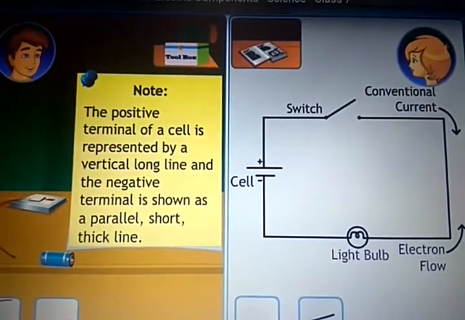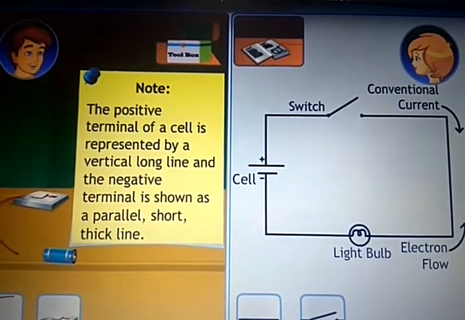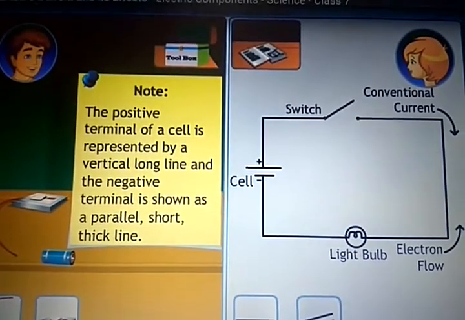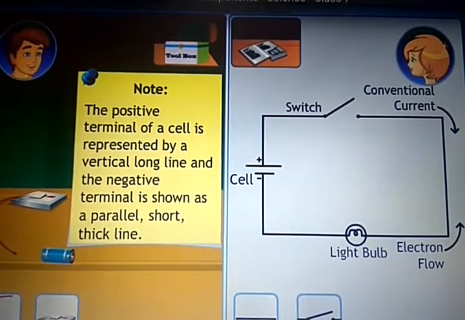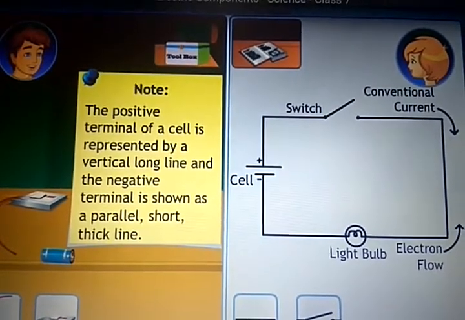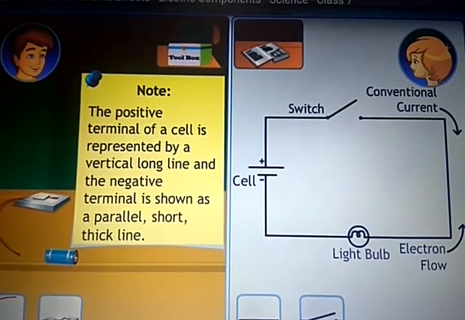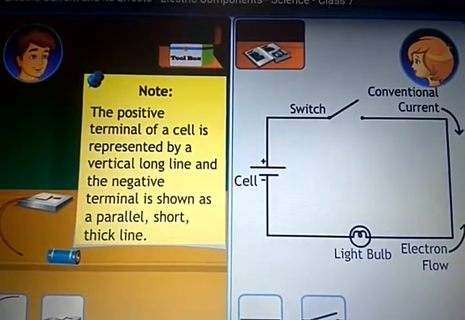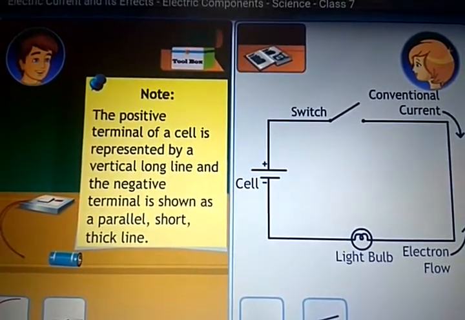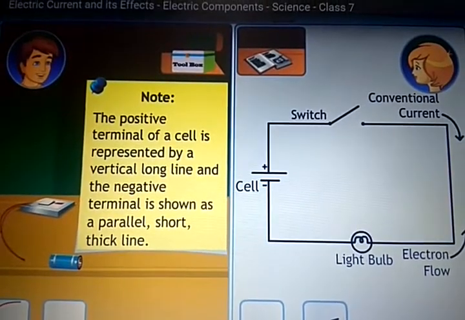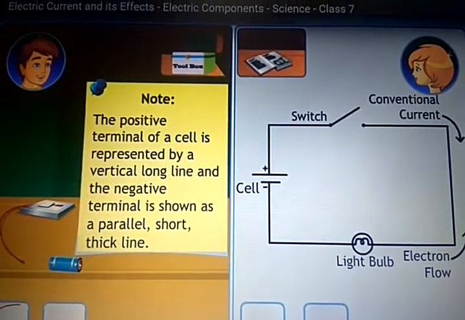Now students, let's understand each component's explanation. You see, the cell: the positive terminal of the cell is represented by a vertical long line and the negative terminal of the cell is represented by a small line, right?